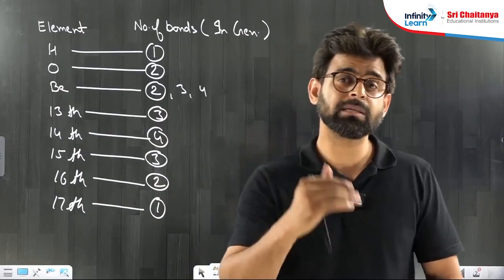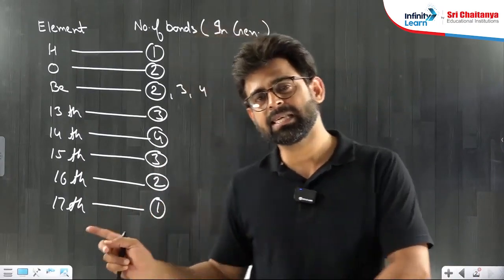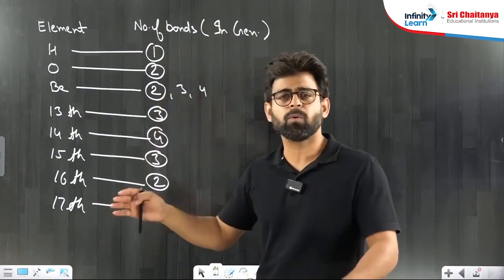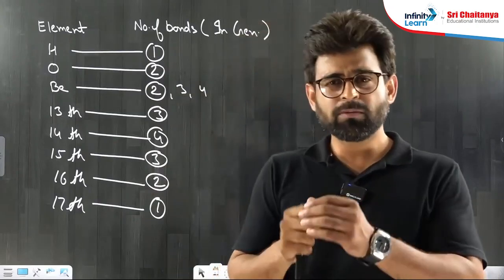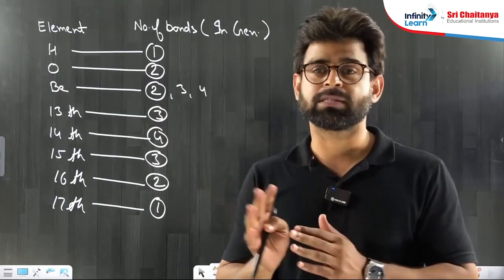If it belongs to third period or below it, it can make many bonds, no issue. And these are the in general. These elements make how many bonds in general in most of its compounds? This is that part. Okay. So if you remember these 3-4 points, it's enough for us to draw any of the structure.